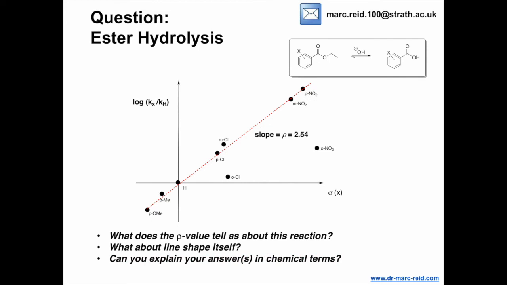Let's return to our earlier example of base-mediated ester hydrolysis. This time, the y-axis is the logarithmic ratio of rate constants, not equilibrium constants. The rho value here is once again positive, but is now much larger than 1. What does this rho value tell us about the ester hydrolysis? And what about the direction or shape of the line? What does it all mean chemically? If you want to think about this, pause the video now and come back later to discuss the answer.